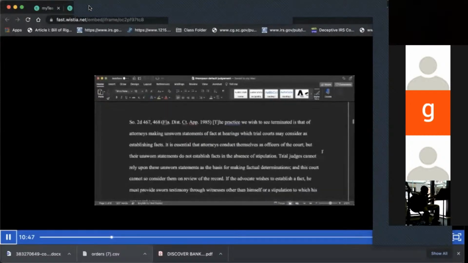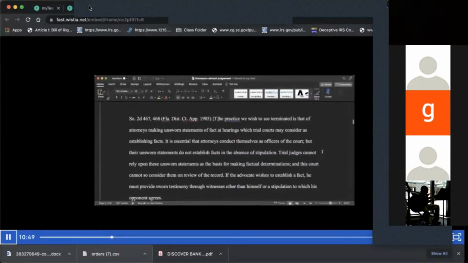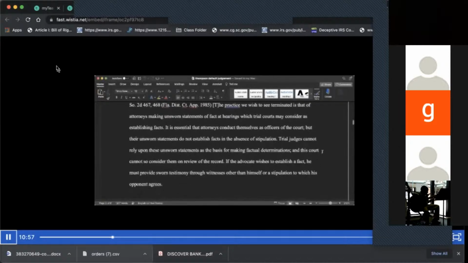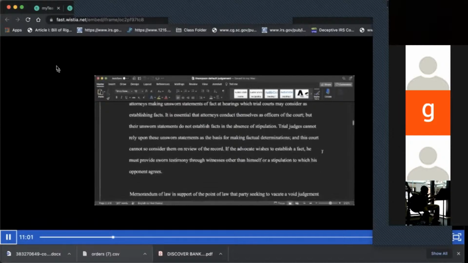The practice we wish to see terminated is that of attorneys making unsworn statements of fact at hearings which trial courts may consider as establishing facts. It is essential that attorneys conduct themselves as officers of the court, but their unsworn statements do not establish facts in the absence of stipulation.